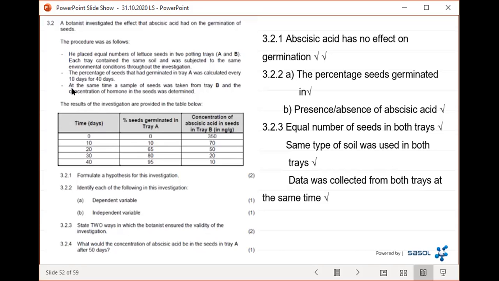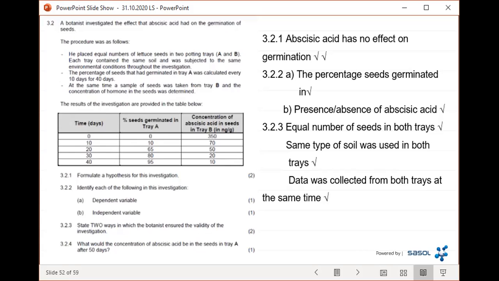As we can see by the third point, it said at the same time, a sample of seeds was taken from tray B, and the concentration of the hormone in the seeds was determined. Right. And the first point also tells us about equal numbers. And then we move on to question 3.2.4.